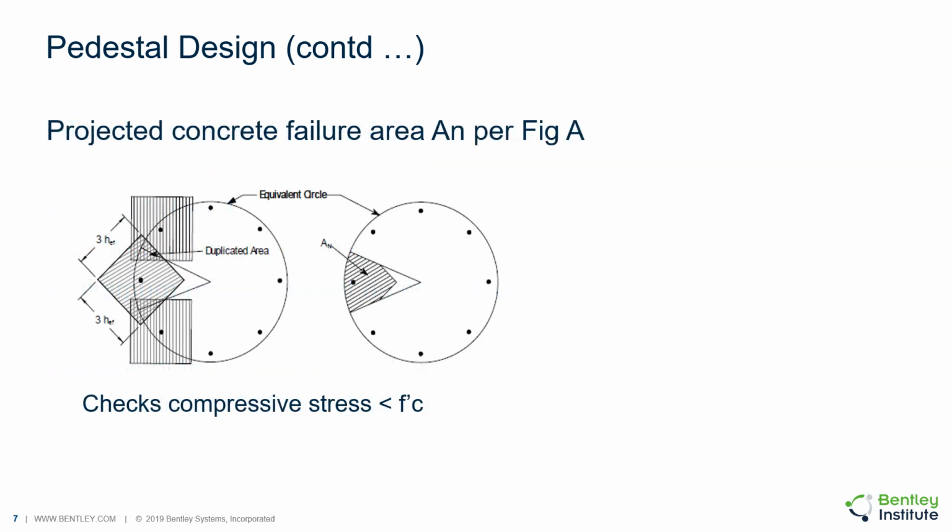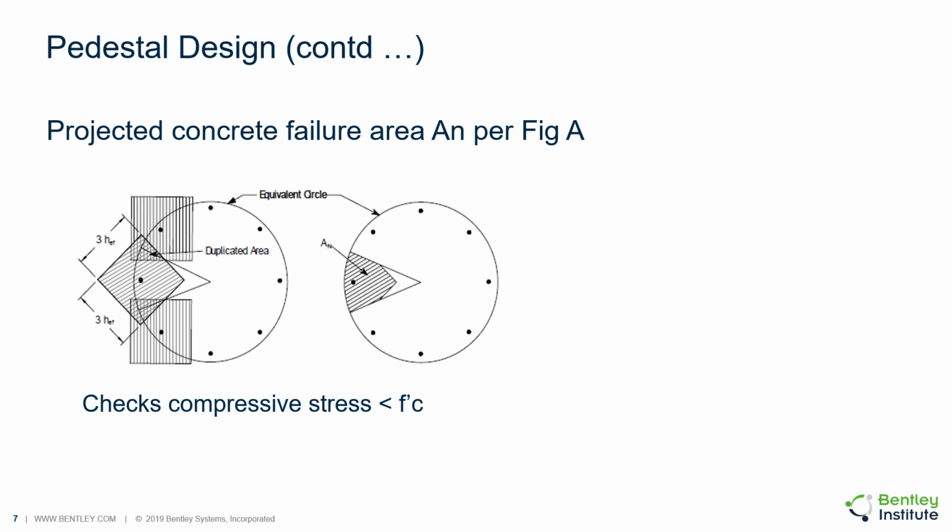SFA calculates the projected concrete failure area for an anchor bolt or group of anchors within the pedestal as per the figure A of STE 03350. A circle equivalent in area to the octagonal pedestal is used for this calculation. This slide shows one of the many configurations that are provided in the code document. The configuration that provides the largest AN is the one that is considered. The pedestal may need to be resized based on this requirement.